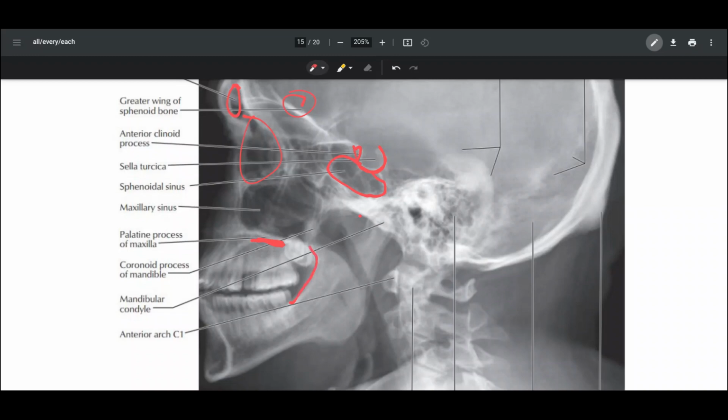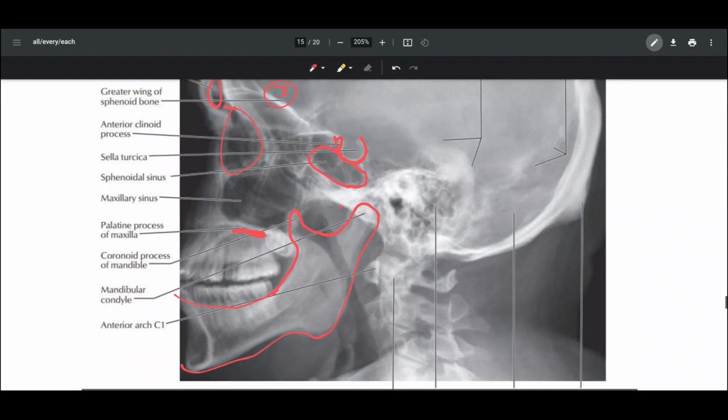It goes like this. So this is the mandible. Okay, this is the coronoid process of the mandible. This is the mandibular condyle. So it is done. So let's move back now so we can see a few vertebrae here.